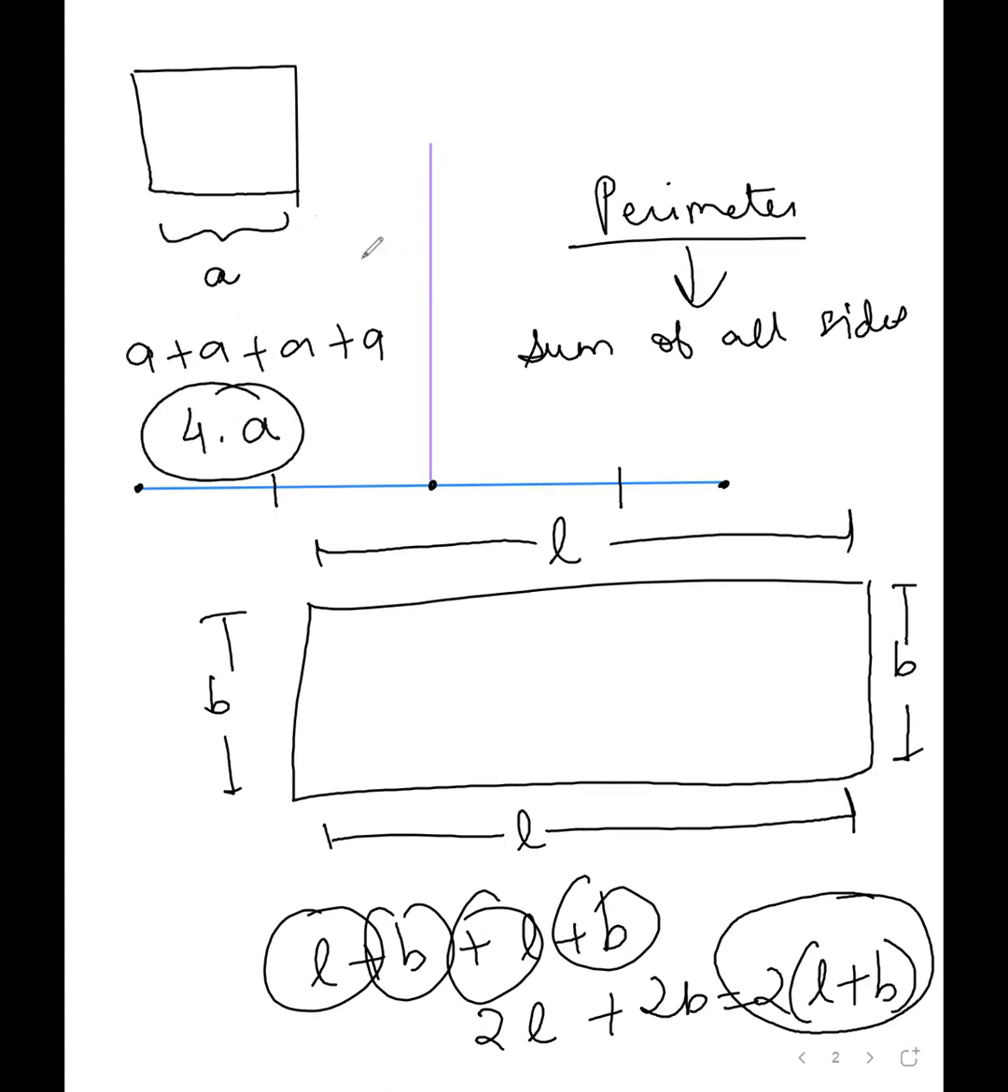Similarly, in a rhombus also, all the sides are equal. So if one side is, let's say, A, then all the sides will be A, and then your perimeter will come out to be 4 times A. Getting it? Understood. Yeah.